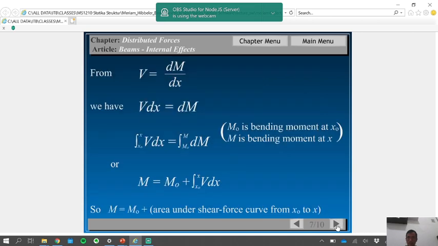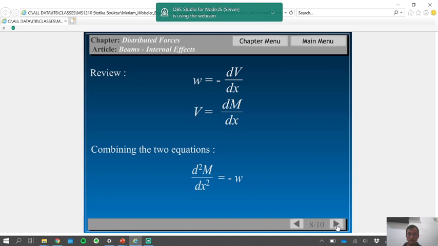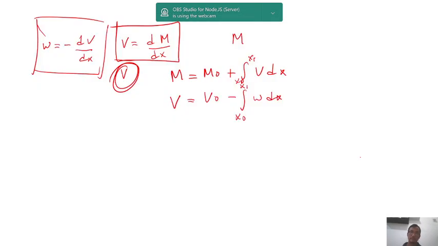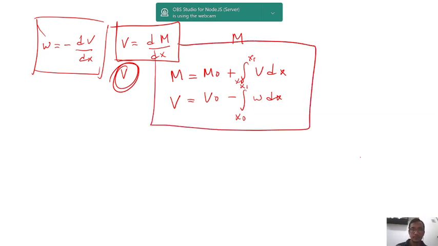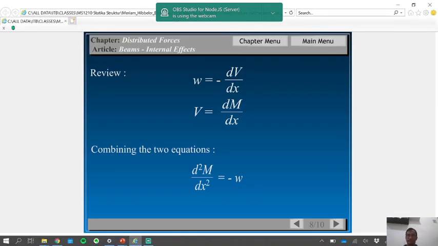The same for the moment. It will be like this. This is the equation that you need to know. And besides that, because we can find V from the first derivative of M, and we can find W by the first derivative of V, we can find W by doing the second derivative of M.